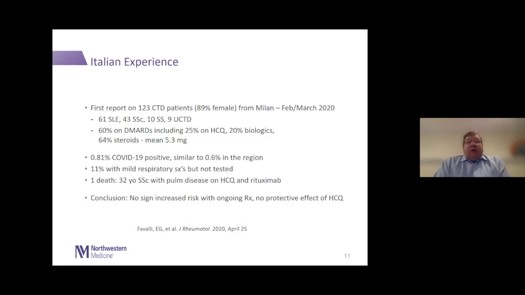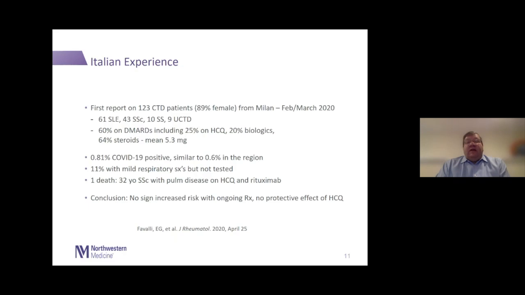From the beginning, we've wondered whether our patients on therapy are sicker, and this is the first report that just came out a few days ago from Italy, from Milan. They looked at 123 patients with connective tissue diseases, mostly lupus, some scleroderma, some Sjogren's syndrome, some undifferentiated. Most of the patients were on disease-modifying drugs, including hydroxychloroquine. 20% were on biologics, a number were on steroids.